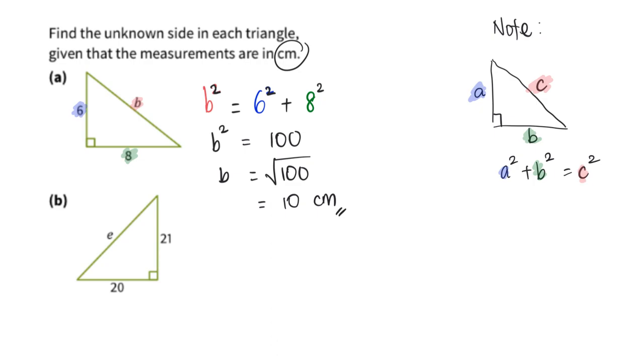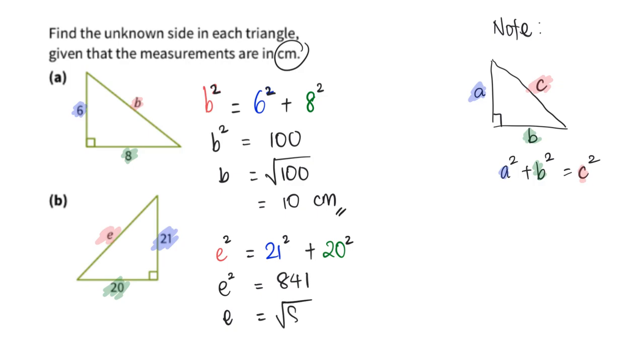Now for part B, I'm going to apply it by first identify my C, my A, and my B. And from here, I can then just simply apply the Pythagoras theorem. Alright. And this will give me a value of 841. So my E is simply the square root of 841, and this is 29.